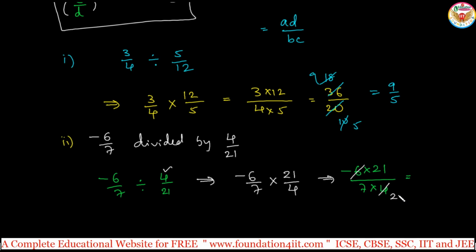6 and 4: 2 twos are 4, 2 threes are 6. And 7 ones are 7, 3 threes are 21. Directly also you can multiply. The minus is there. 3 into 3 is 9, divided by 2. Minus 9 by 2 is the answer.